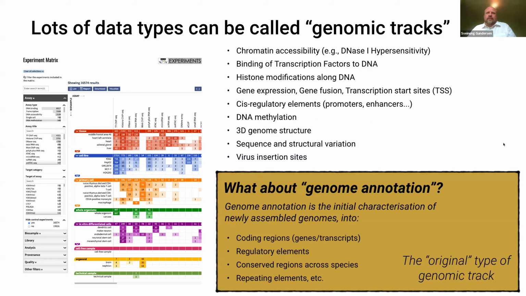And then there's another term called genome annotation, which is also used in some contexts. And basically, that is the initial characterization of a newly assembled genome. So when you create a sequence, you typically run this through some sort of pipeline that finds the basic elements like genes, like regulatory elements, and so on. So in a sense, this is the sort of original type of track. And I'll come a bit back to why there are these two different ways of denoting what's more or less the same type.